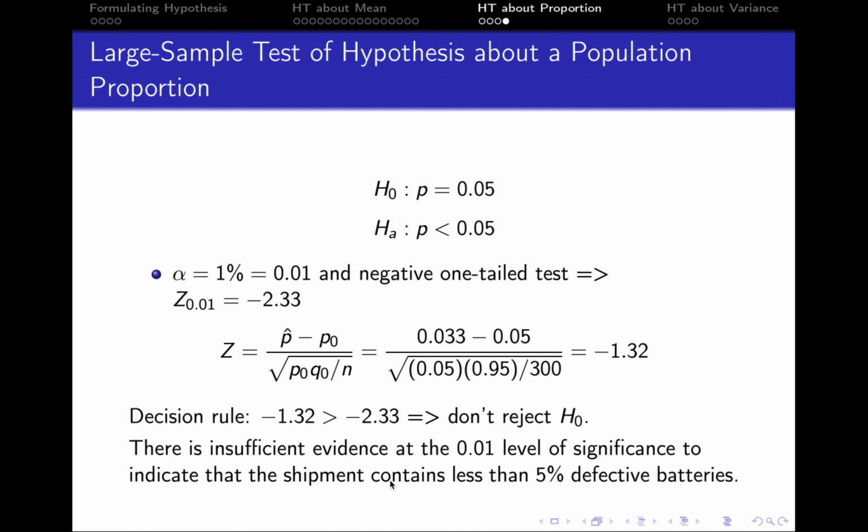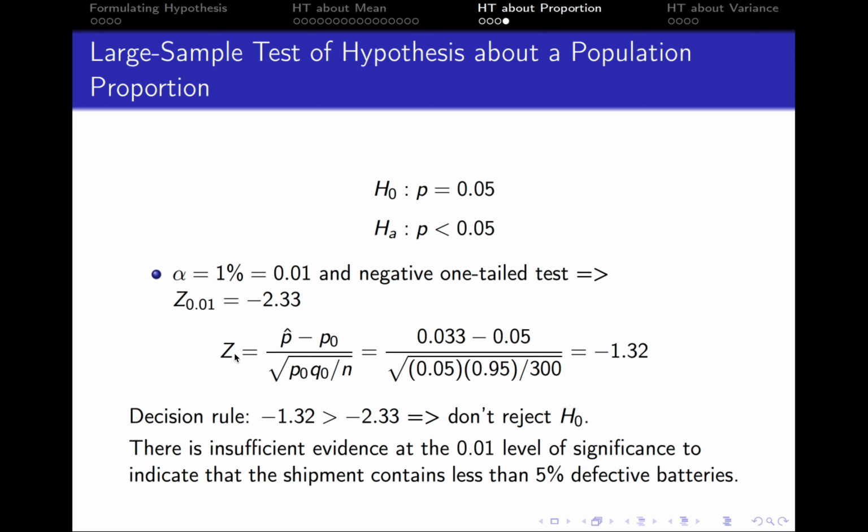First of all, we need to formulate, as always, the null and alternative hypotheses. The null hypothesis is always some equality, and in this case, that the true population proportion is equal to 5%. And the alternative hypothesis, since we want the proportion of defective items to be less than 5%, is that the true population proportion is below 5%. We use a 1% significance level, and this is a negative one-tailed test, so the critical z-score for 1% will be negative 2.33.